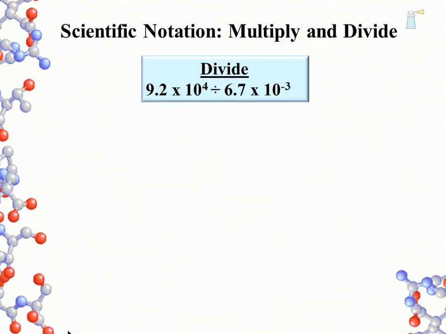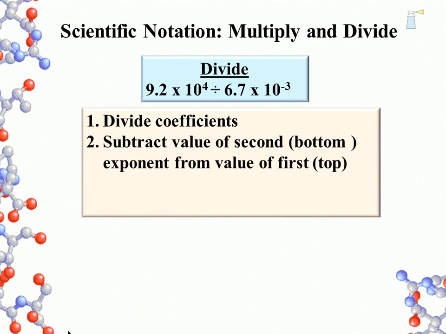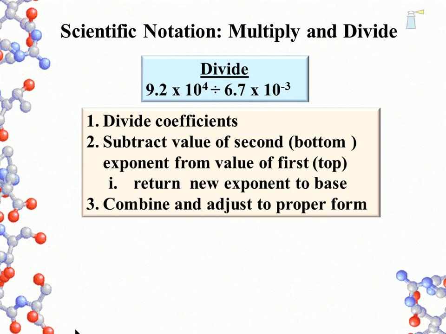Division is very similar to multiplication. First, divide the coefficients. Then, subtract the value of the second exponent, that is the bottom or denominator if written in a fraction, from the value of the first, which is the top or numerator if written in a fraction. That's because when we divide exponents of the same base, we subtract the exponents. Return the value of the new exponent to the base, and finally combine coefficient and exponent and adjust to proper scientific notation form.